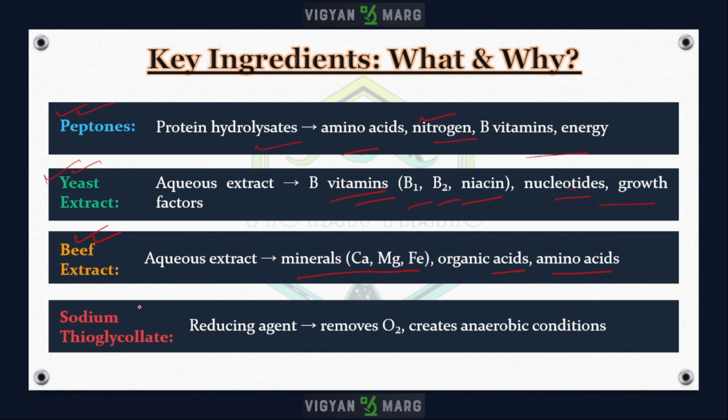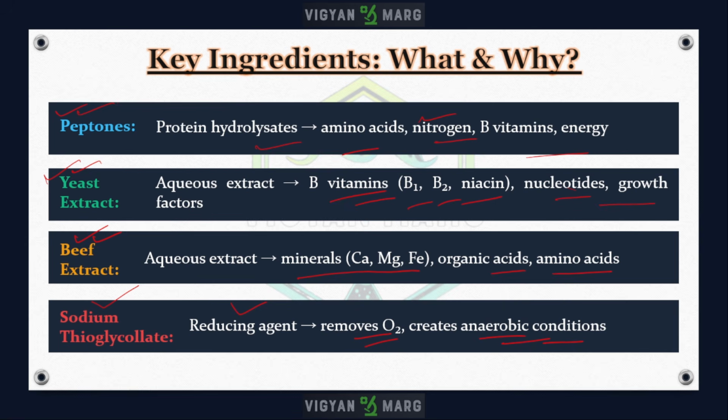Okay, and the last one is sodium thioglycolate. Sodium thioglycolate is a reducing agent, and it chemically removes dissolved oxygen from the medium. Okay, and lowering the redox potential helps to create an anaerobic condition in the medium. You will see thioglycolate in media designed for anaerobes and for demonstrating oxygen requirement.